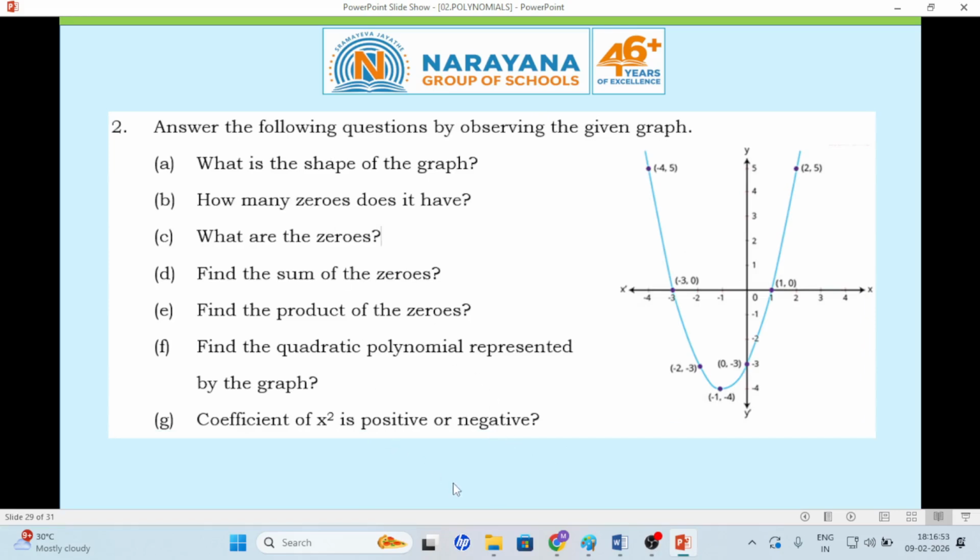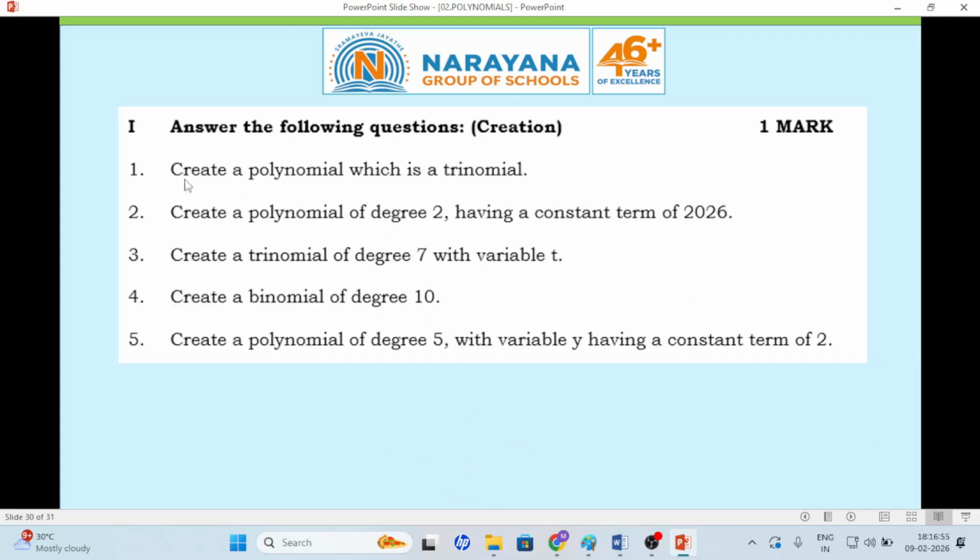Same questions, same model. So here we have one more question under creation. Create a polynomial which is a trinomial. Create a polynomial with degree 2 having a constant. Trinomial of degree 7. So they are going to provide one situation with different conditions, and we have to cross check whether all the conditions are satisfied or not.